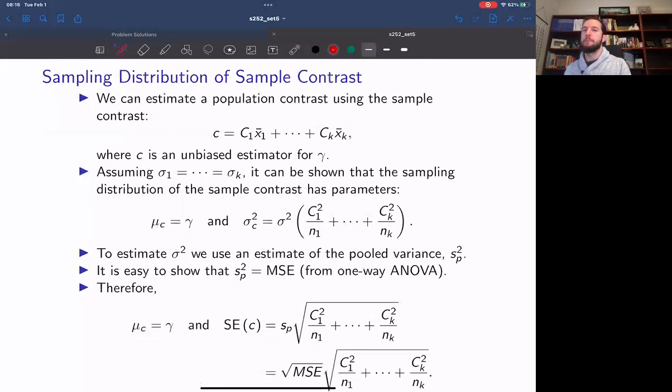Okay, first, if we want to conduct inference about gamma, which is the population contrast, we need an estimate for that contrast. We call the estimate little c. Okay, so little c is to gamma what x bar is to mu.